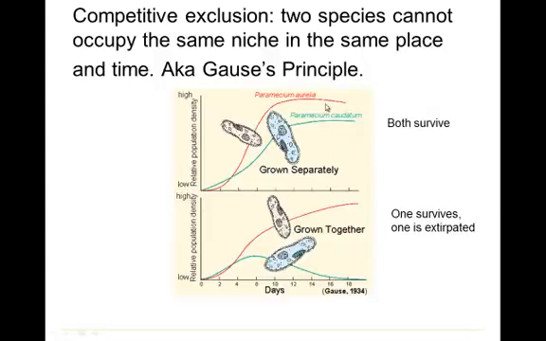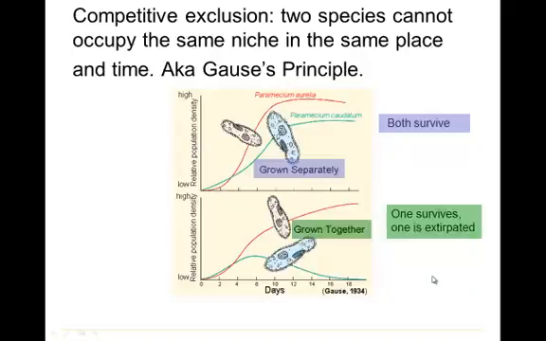The red line is Paramecium aurelia, the green line is Paramecium caudatum. And if they're grown separately, both species survive. Now, if we look at the bottom graph, it's the same two species, but in this case, they're grown together. And in that case, one survives and one is extirpated or driven to local extinction.